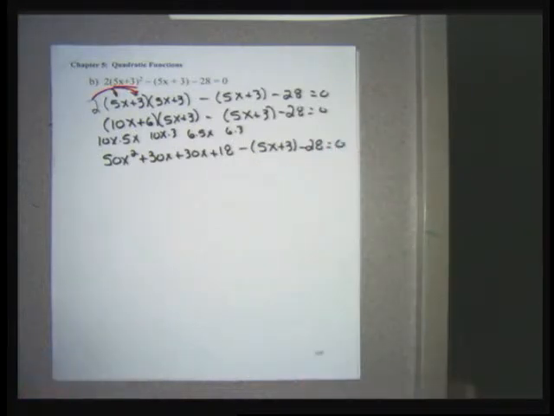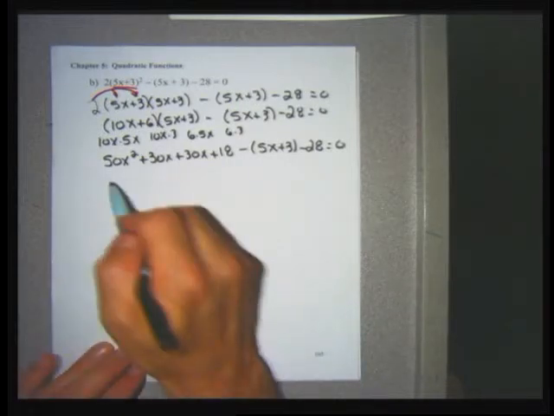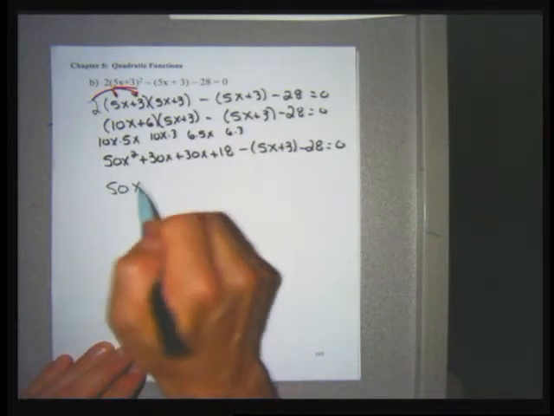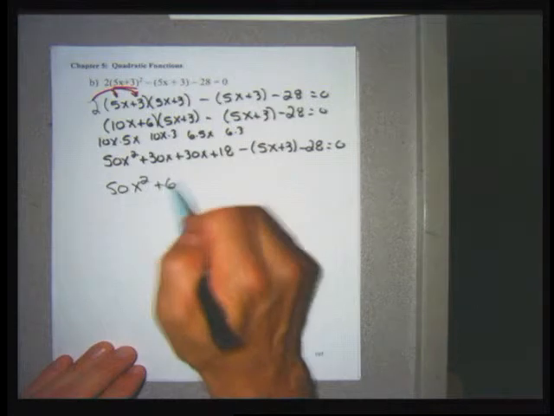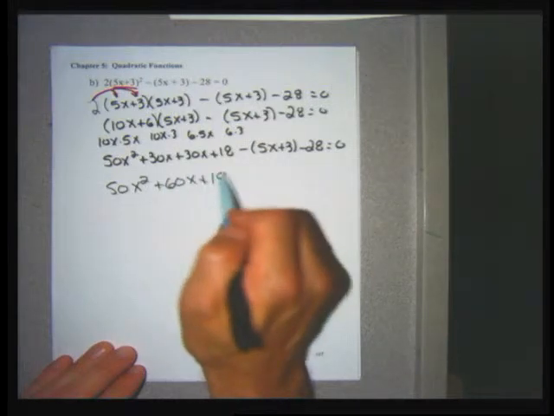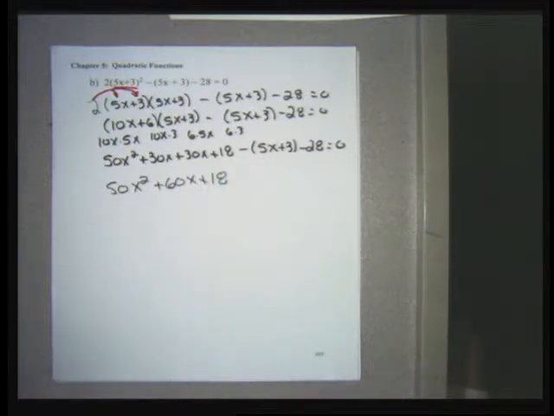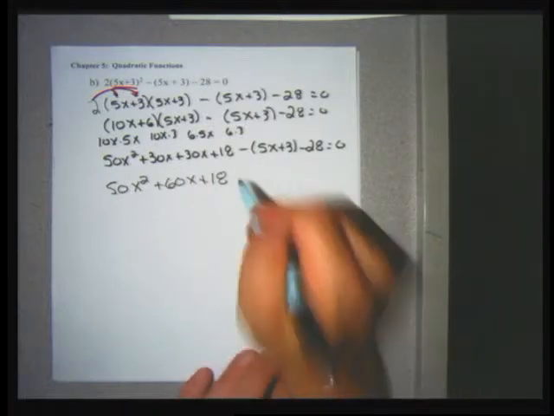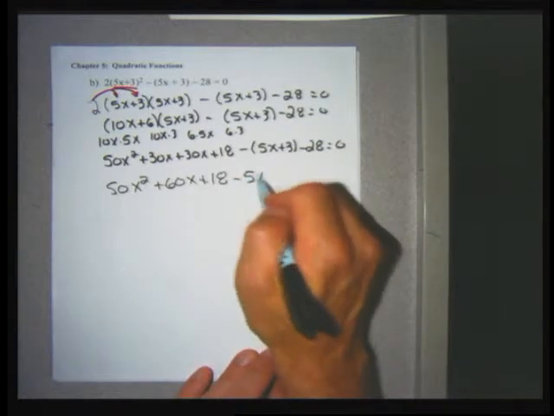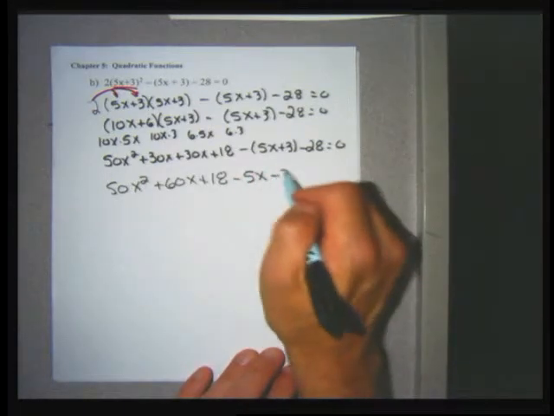So I've done the exponents. I'm going to combine the outers and the inners and get 50x squared plus 60x plus 18. And now I'm going to get rid of that next parentheses. That parentheses has a minus in front of it, so I need the opposite of the parentheses. The opposite of positive 5x is negative 5x. The opposite of positive 3 is negative 3.